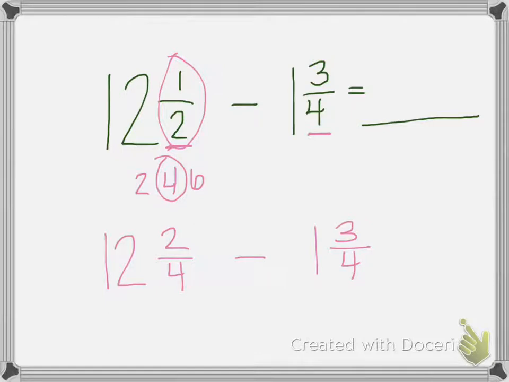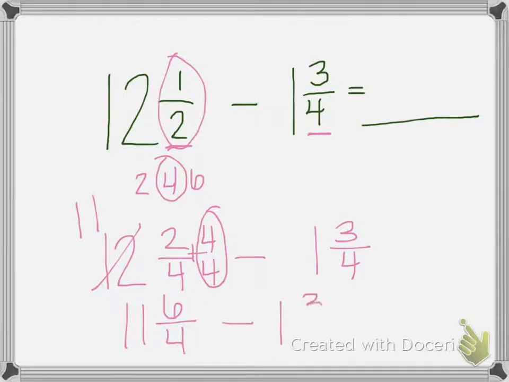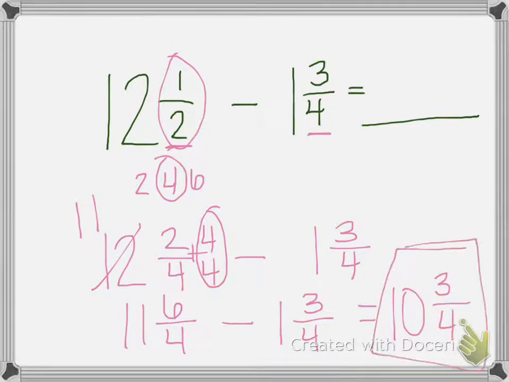So first I have to see if I can subtract my fractions. 2/4 minus 3/4 I can't do since 2 is smaller than 3. So I have to borrow from my whole number. My whole number becomes an 11, and I add 4/4 to 2/4 since 4/4 equals 1 whole. So now I have 11 and 6/4 minus 1 3/4. So 11 minus 1 is 10. 6/4 minus 3/4 is 3/4. So here is my answer.